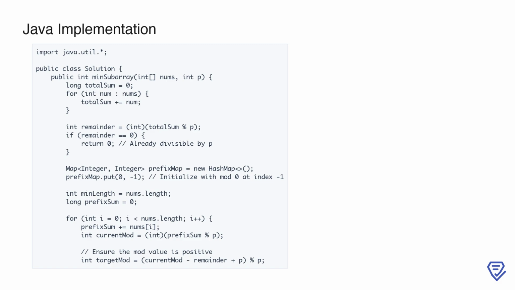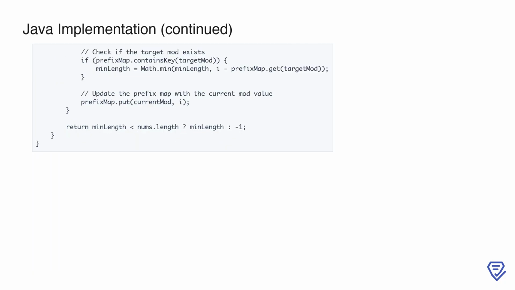In the loop, we add the current element to prefix sum and compute the modulo of this sum with p. To find the desired subarray, we calculate the target modulo that would balance out the remainder and ensure it's positive using modular arithmetic. Next, we check if the calculated target modulo exists in our prefix map.